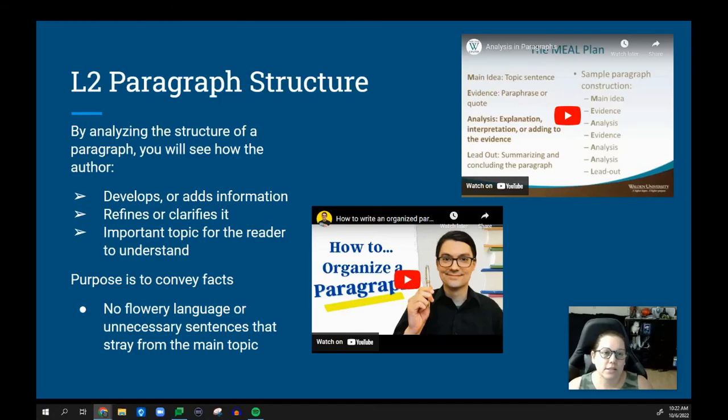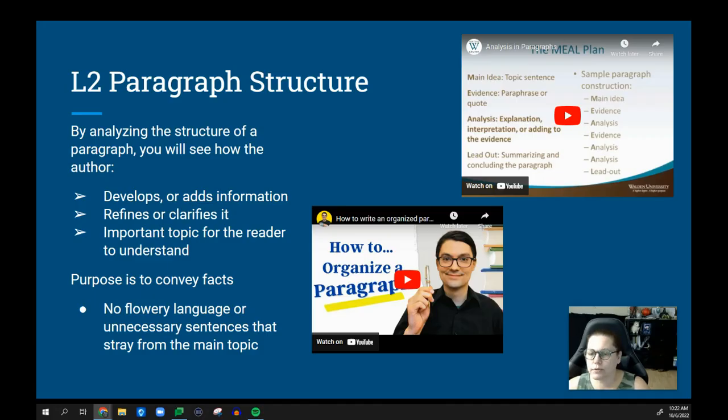Okay, for lesson 2, you're going to be covering paragraph structure. By analyzing the structure of a paragraph, you can see how the author develops or adds information, how they refine and clarify information, and why this is an important topic for the reader to understand. The author's purpose is to convey facts. There's no flowery language or unnecessary sentences that stray away from the main topic they're talking about.